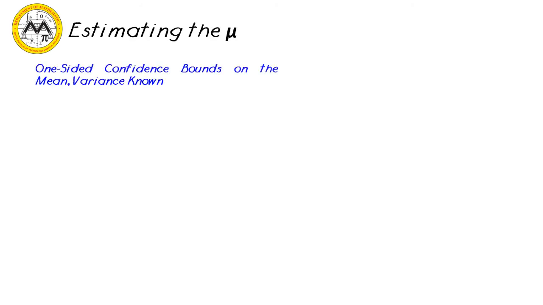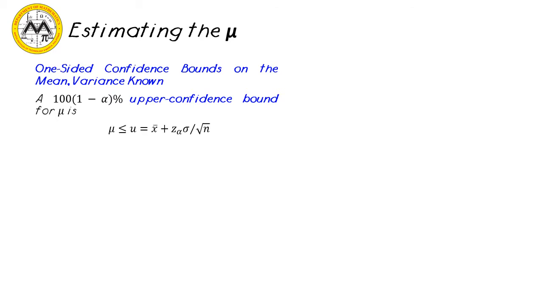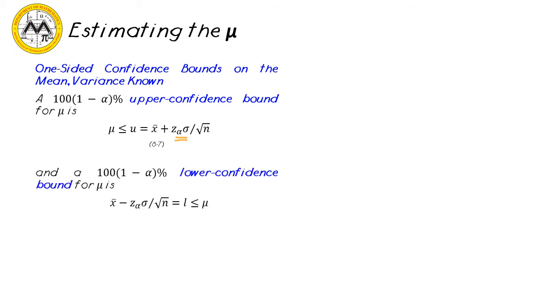So for the one-sided confidence bound on the mean for variance known, a 100 times 1 minus alpha percent upper confidence bound would be mu less than or equal to x bar plus z alpha sigma over square root of n. So take note that alpha is not divided by 2. It takes the entire confidence. For the lower confidence bound, it would be x bar minus z alpha sigma over square root of n, the lower limit, which is less than or equal to mu.